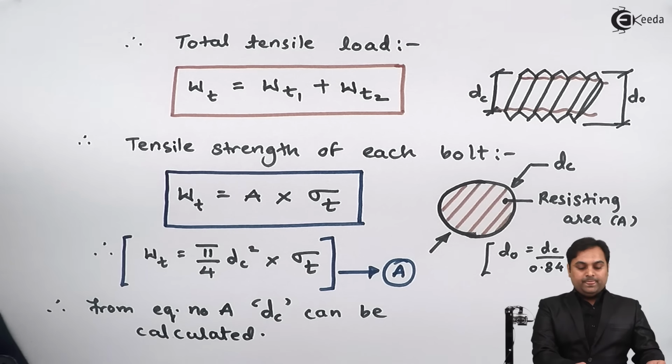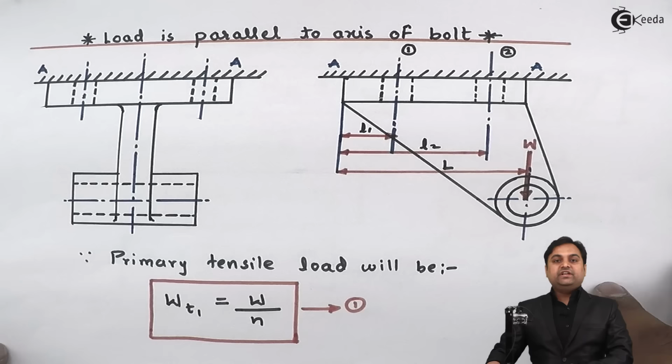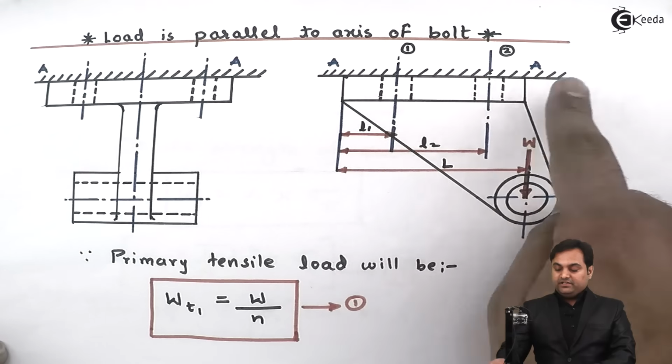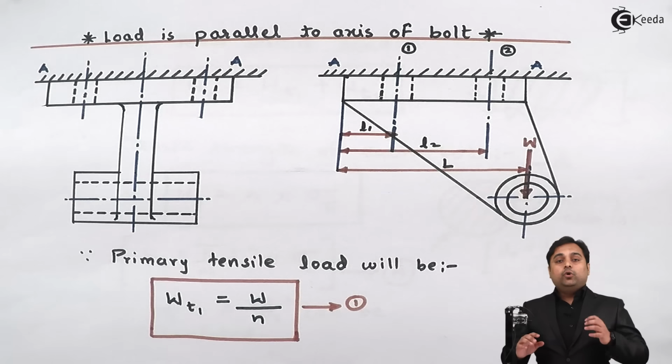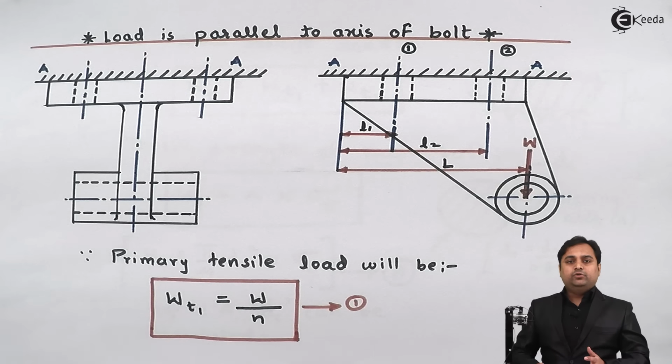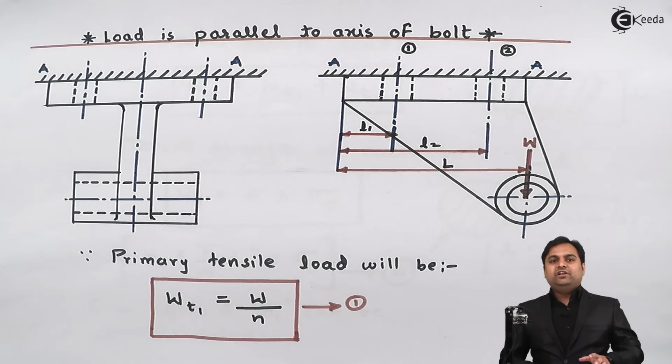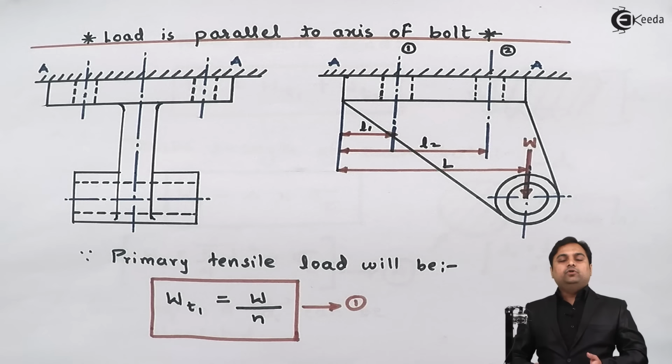So in this video we have seen that when the load is parallel to the axis of the bolt, how much is the load acting on the bolts, which are the bolts which are heavily loaded, which bolts are less heavily loaded, how to design that bolt and get their diameters, that we have seen in this video.